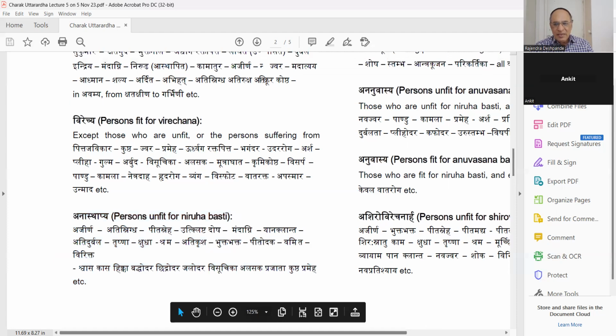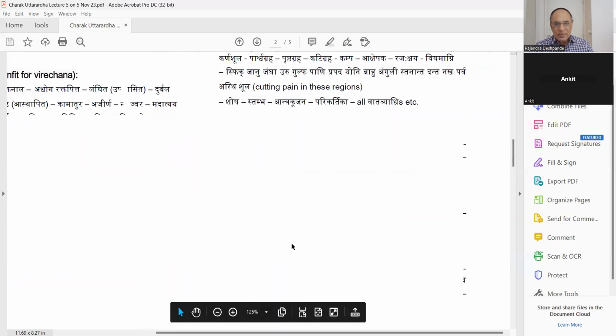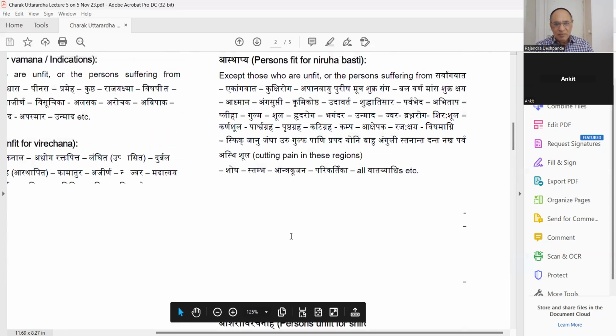Now, basically, Anuvasana and Asthapana are for the Vata dosha.